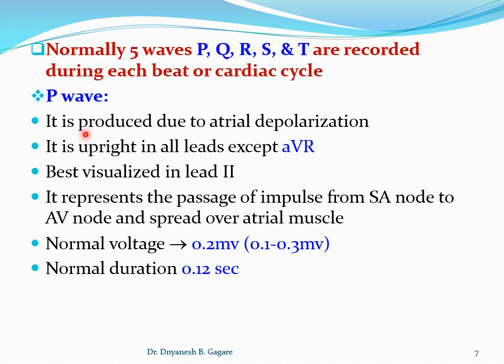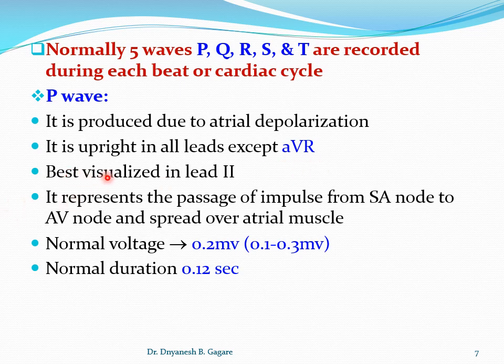So as far as the atria are concerned, there is only one wave, and that is the P wave, and the cause is depolarization of atria. The P wave is positive, it is upright in all leads except AVR. In AVR it is negative. Why is it negative? Already we discussed in our previous lecture. All waves in AVR are negative because the current flows away from the exploring electrode. We discussed it in the previous lecture.